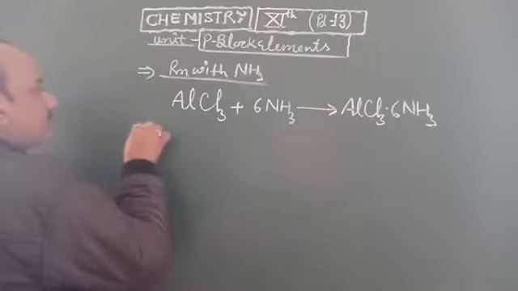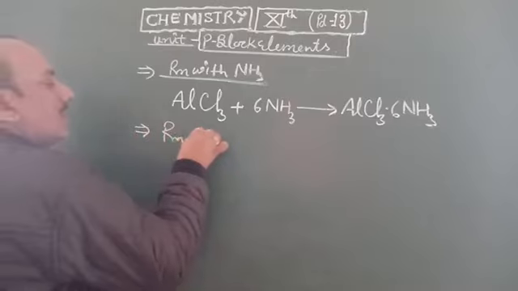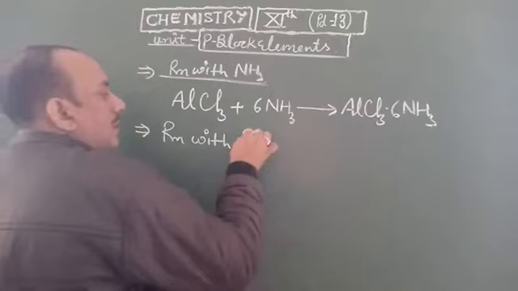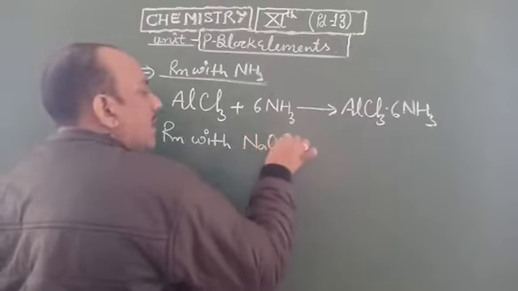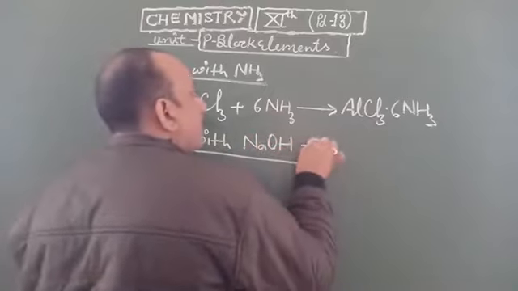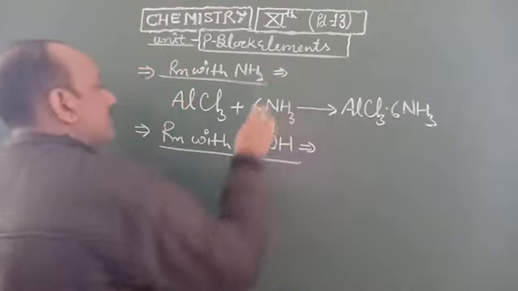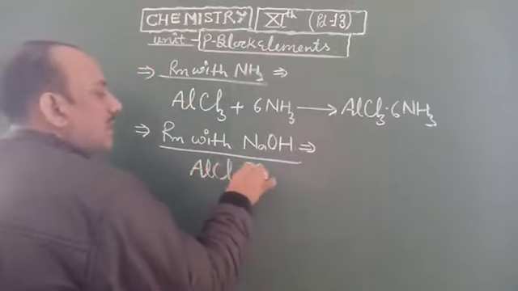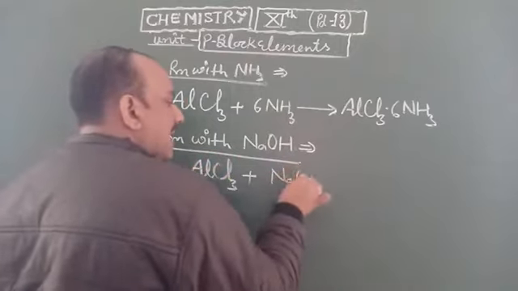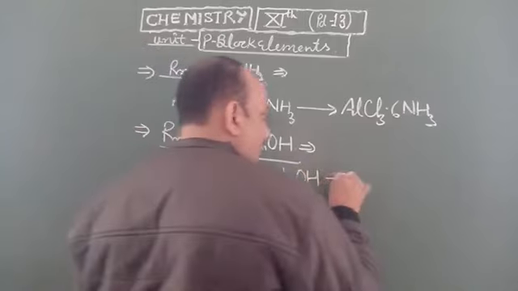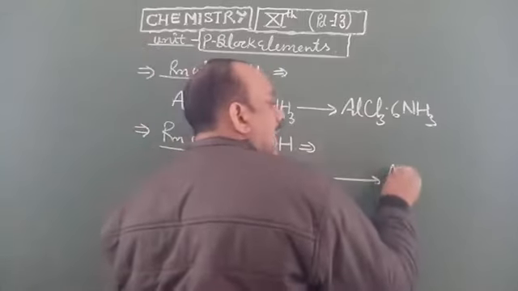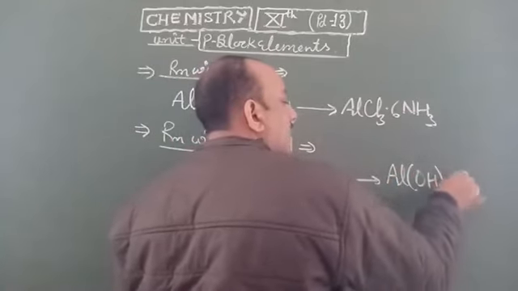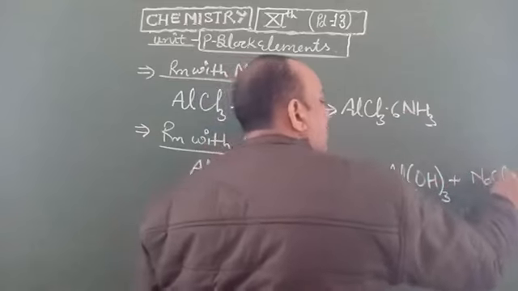Now next, a reaction with caustic soda, NaOH. Aluminium chloride AlCl3 plus NaOH gives aluminium hydroxide Al(OH)3 and sodium chloride NaCl.